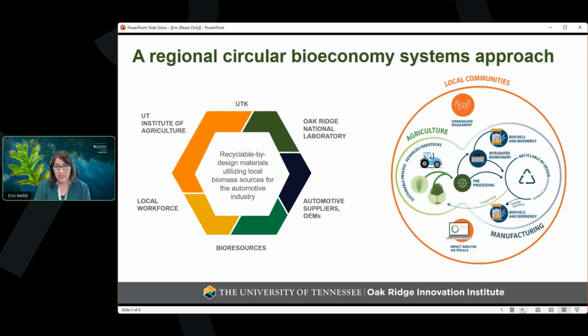Within that entire system, we also need a really clear understanding of what stakeholders across the value chain need, and we need to understand the cost and the value and the economic impact, as well as the environmental impact. That's the bottom segment there, the impact analysis via TEA and LCA.